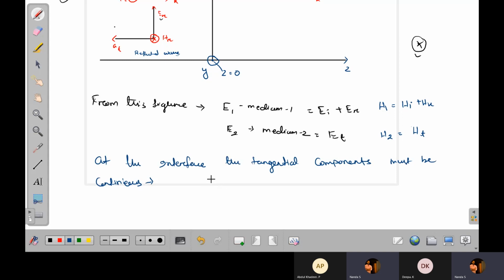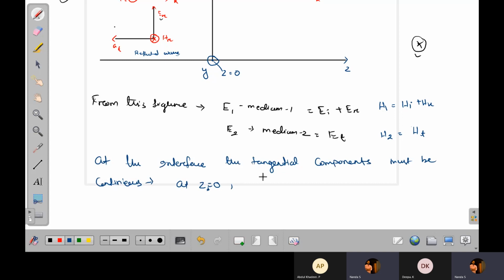So "must be continuous" means what? I have to write at z equals 0, at the interface. So where is the interface? The interface is at z equals 0. Okay, so this is the interface.